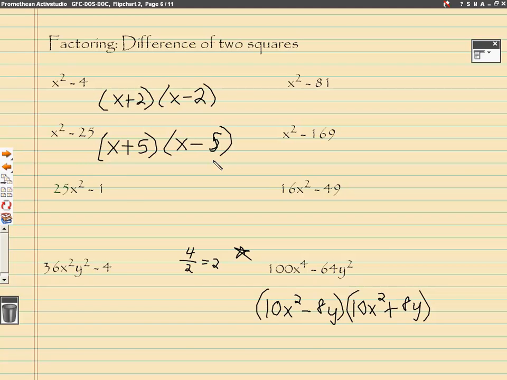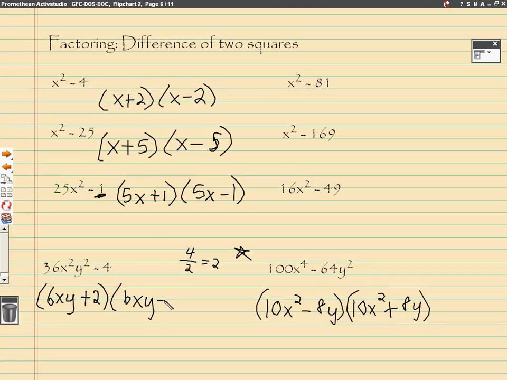Okay. This one is 5x plus 1. By the way, this one can be tricky when there's a 1. If there's a 1, the square root of 1 is just 1. So anytime you see a 1, it's just going to be a 1 that's in each thing. Okay, this one down here is 6xy plus 2 and 6xy minus 2.